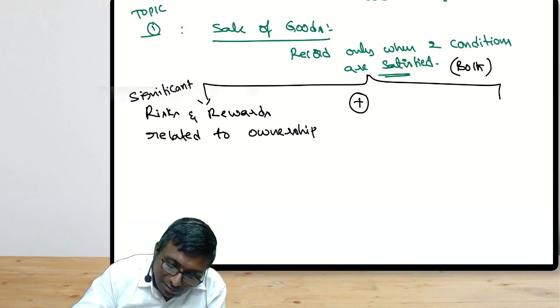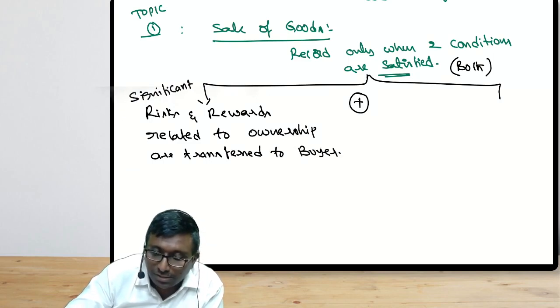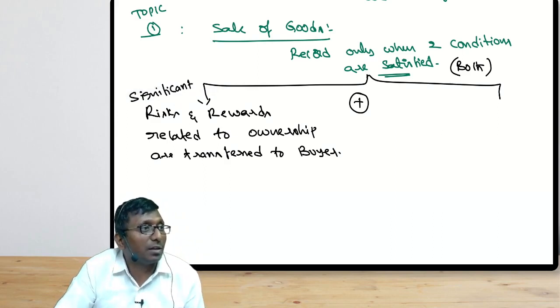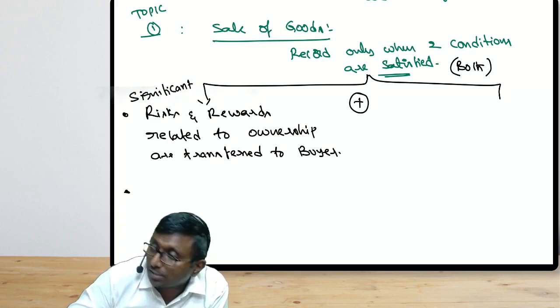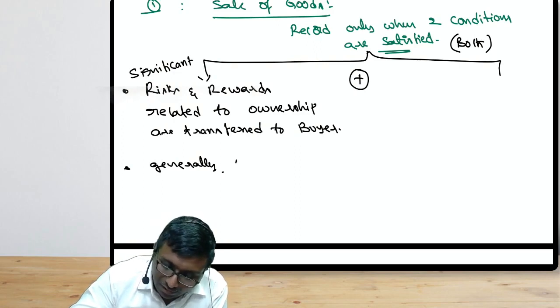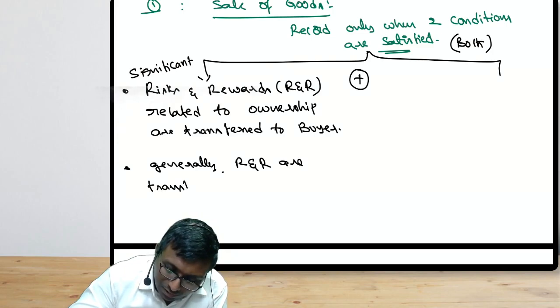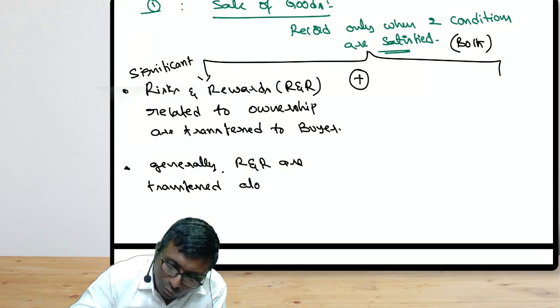So that is important. Significant risks and rewards related to ownership are transferred to the buyer. When they are transferred to the buyer, then I can say yes, the sale is complete. This is the first bullet point. The second bullet point: generally, R and R means risks and rewards. Generally, risks and rewards are transferred along with the goods.